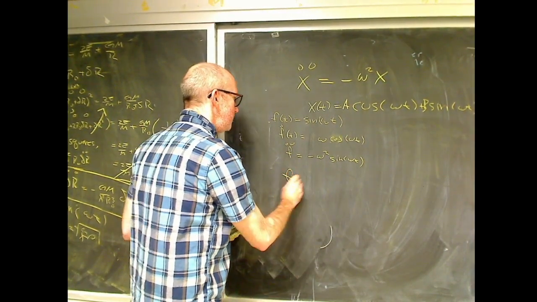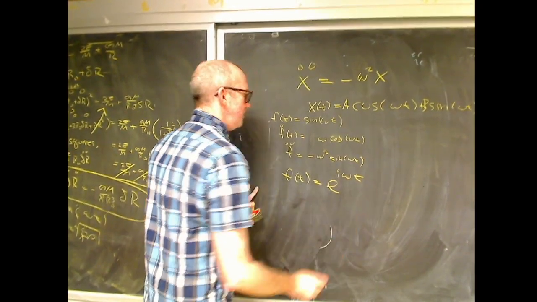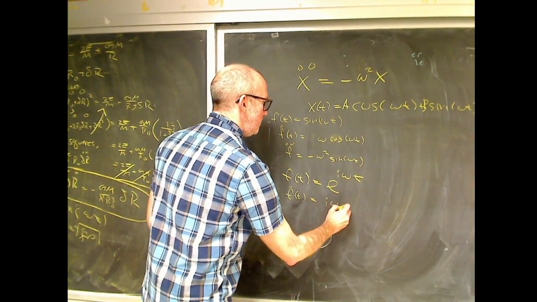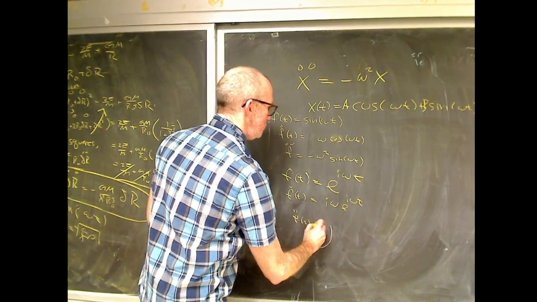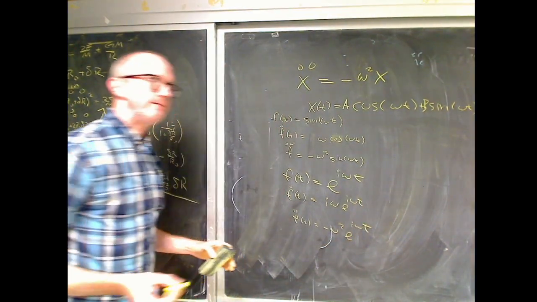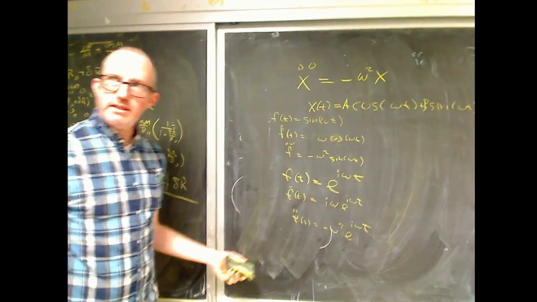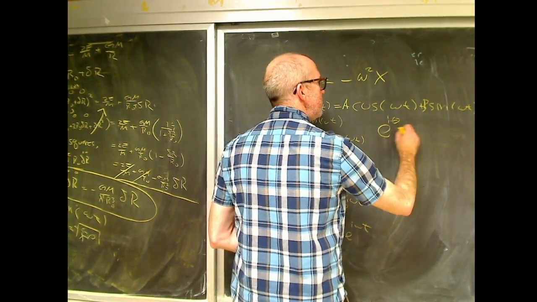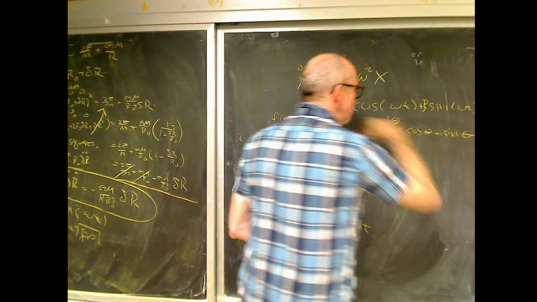If I have f of t equals e to the i omega t, then f dot of t equals i omega e to the i omega t, and f double dot of t equals minus omega squared e to the i omega t. And my favorite equation, e to the i theta is cosine theta plus i sine theta.